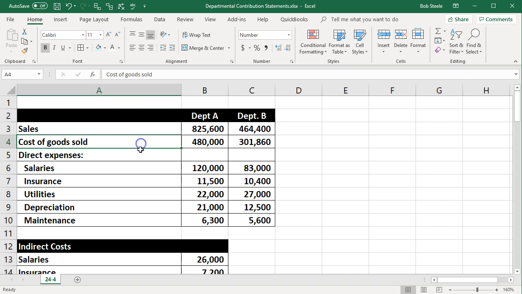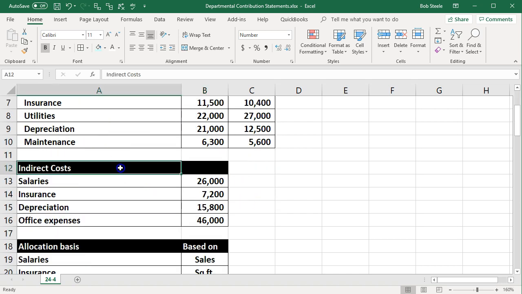We've got the sales, cost of goods sold, direct expenses, those being the salaries, insurance, utilities, depreciation, maintenance, and those are the ones that we will apply directly to Department A, Department B. In other words, they're pretty straightforward, not too difficult to apply because we're going to apply them directly.